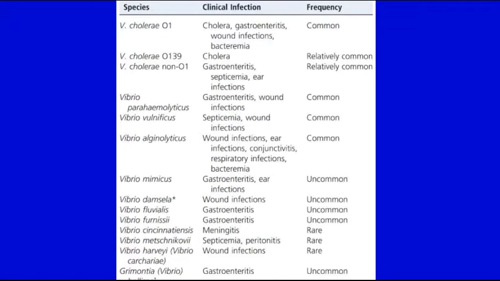Now, these are the clinical infections associated with your Vibrio. As palakihan natin. Okay? So, you have Vibrio cholerae O1. This is the most common actually. Now, it is written here naman what are the diseases that it can cause. The alginolyticus, which causes wound infection, ear infection, Vibrio vulnificus, Vibrio gastroenteritis.